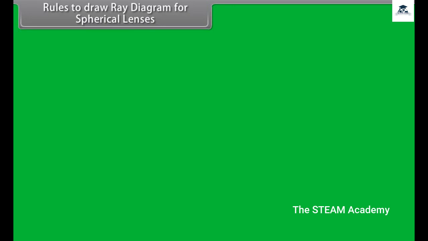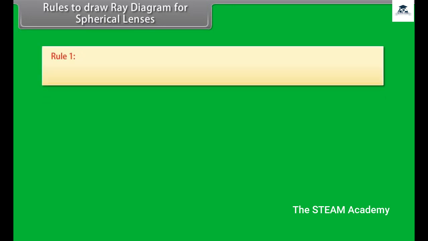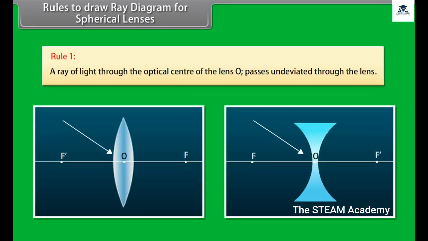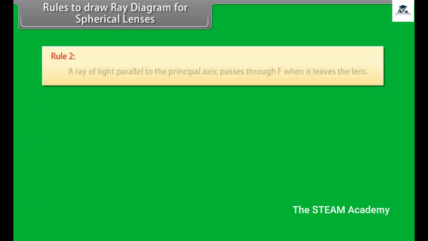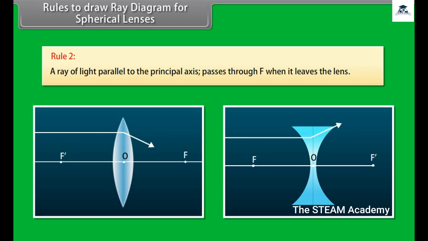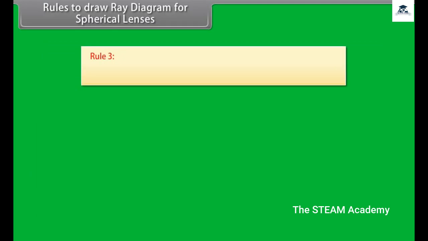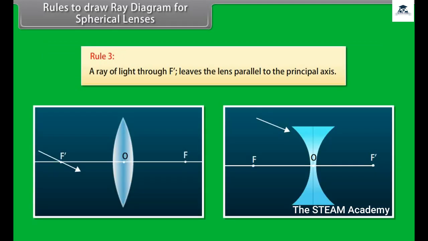Rules to draw ray diagrams for spherical lenses. Rule 1: a ray of light through the optical centre of the lens, O, passes undeviated through the lens. Rule 2: a ray of light parallel to the principal axis passes through F when it leaves the lens. Rule 3: a ray of light through F' leaves the lens parallel to the principal axis.